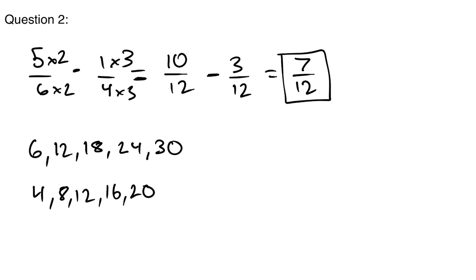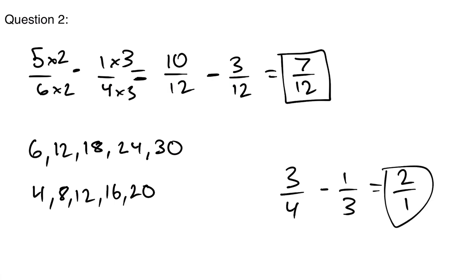And now avoid this common mistake that students often make. Say I were to give you 3 over 4 minus 1 over 3. Students will often just subtract everything. So they'll go 3 minus 1 is equal to 2, and 4 minus 3 is equal to 1. And this will be their answer. That's wrong. Don't ever do that. You have to have a common denominator before you can subtract.